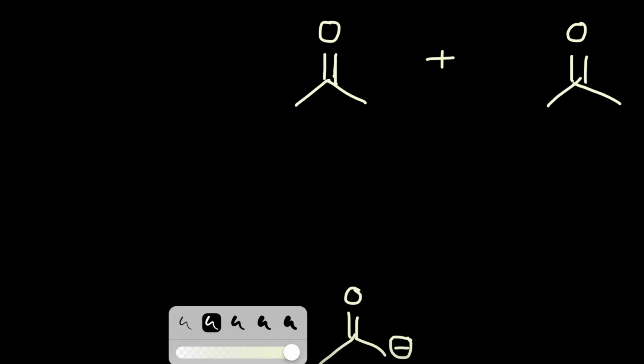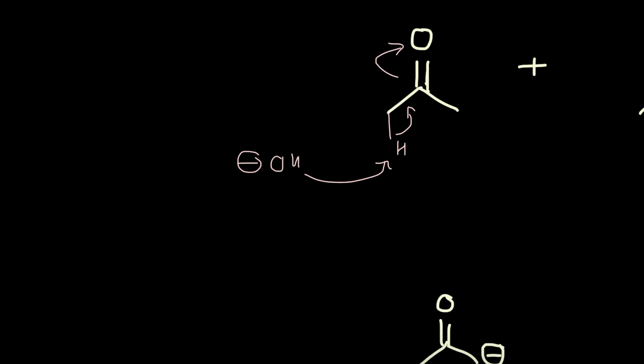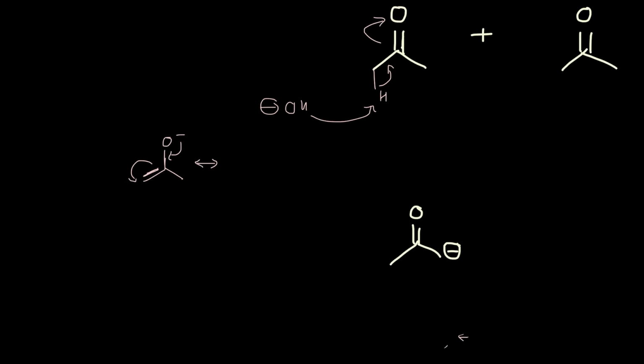So how that happens is we have some sort of base that attacks this really acidic proton. The acidic proton makes an enolate, and this can resonance with this. So that's how you form the first step, an enolate.